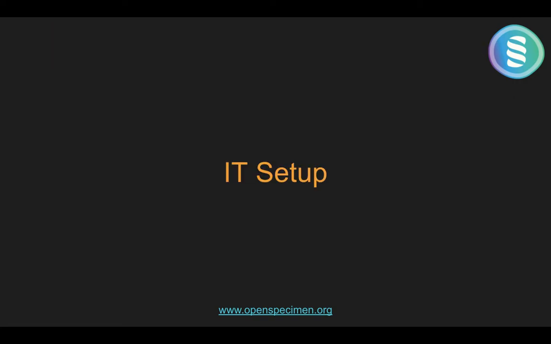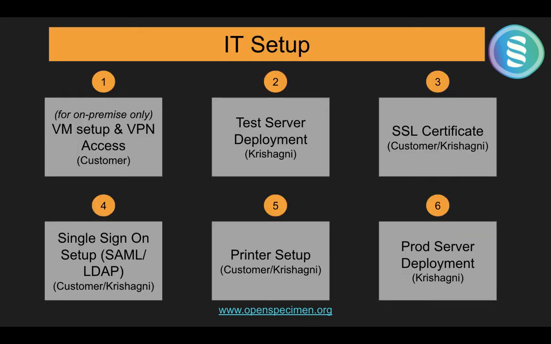And the next and last and most important part is about IT setup. As you can imagine, IT setup is the backbone of everything. We start with the VPN access, and VM setup is the responsibility of the client if it is an on-premise implementation. If it is AWS hosted from the Krishagni team, then we will take care of that. Once we receive VPN access from your side, we will do test server deployment. After test server deployment, obviously we'll proceed with the SSL certificate.